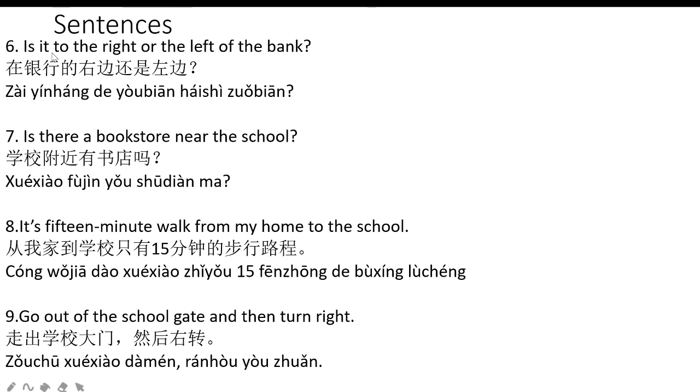Number 6. Is it to the right or to the left of the bank? 在银行的右边还是左边? 在 is in, at, on. 银行 is bank. 右边 is right. 还是 is or. 左边 is left. Number 7. Is there a bookstore near the school? 学校附近有书店吗? 学校 is school. 附近 is near. 有 is have. 书店 is bookstore. 吗 is a question word.